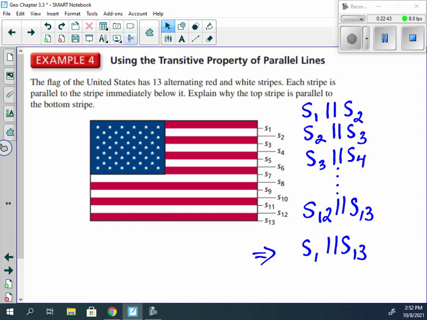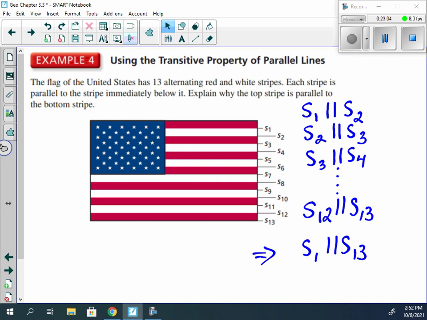Well, each stripe is parallel to the stripe immediately below it. So 1 is parallel to 2. 2 is parallel to 3. 3 is parallel to 4. 4 to 5. 5 to 6. 6 to 7. 7 to 8. 8 to 9. 9 to 10. 10 to 11. 11 to 12. 12 to 13.